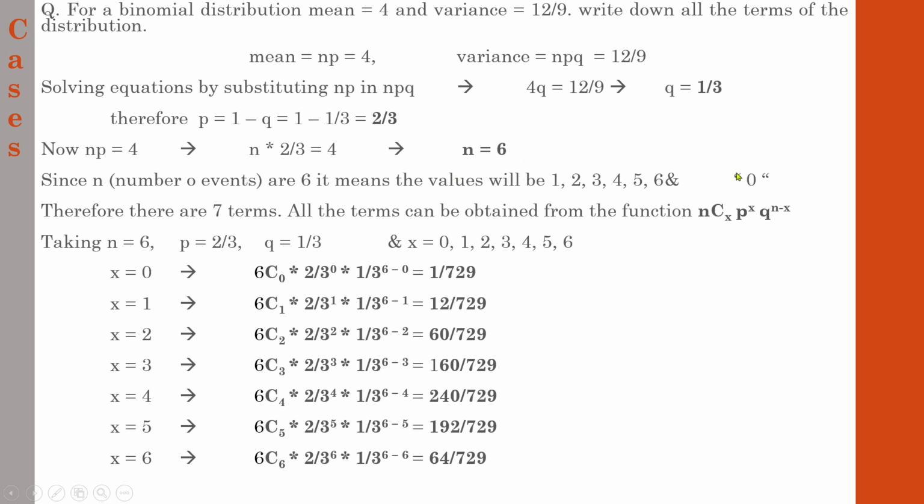Apart from that, you need to consider another one, 0. When 0 events occur, we have to find that one also. In some situations or different texts, you can see that the study with regard to 0 events will not be mentioned. So this is how you have to find the probabilities of each of the events on the basis of all the values by using the binomial distribution function.